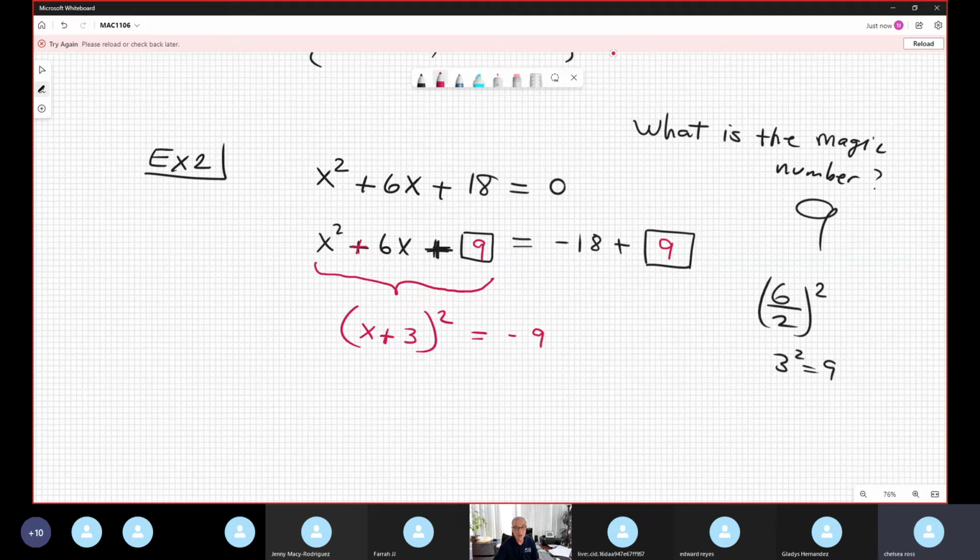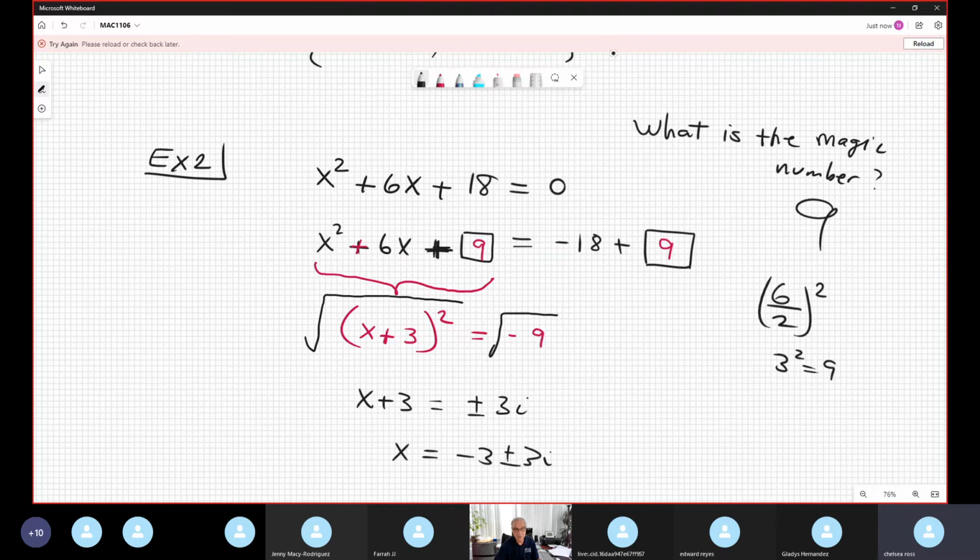Now I finish my problem, applying the square root to both sides. I take advantage of the factorization. This is x plus 3 alone, and this is plus and minus, don't forget plus and minus 3. Now finally, x is equal to minus 3 plus and minus 3. End of the story. I finish.